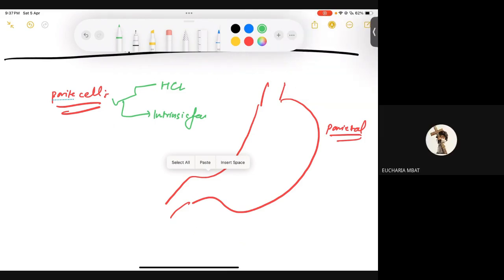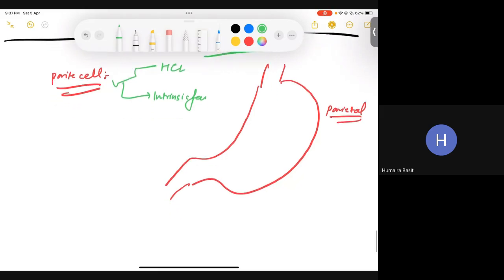Vitamin B12 is going to be bound with R binder. Once it comes down, your pancreatic protease is going to release and remove the R binder, if you guys remember. And then intrinsic factor, which comes from your parietal cells, is going to bind with your B12. And why do we need binding of B12 with intrinsic factor?